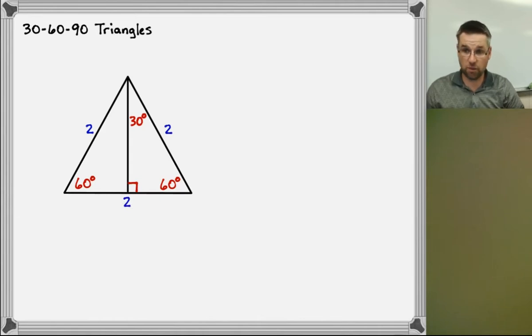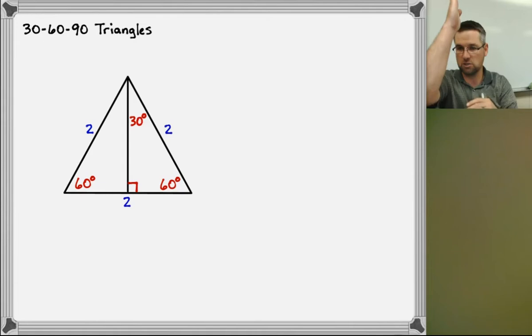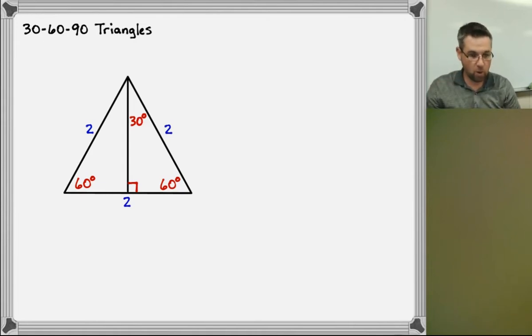But that's where the 30, 60, 90 triangle comes from. It takes the equilateral triangle and just slices it right down the middle. Now, what else did it do? Well, it took this bottom length, this length that was 2 units long, and it also cut that in half.